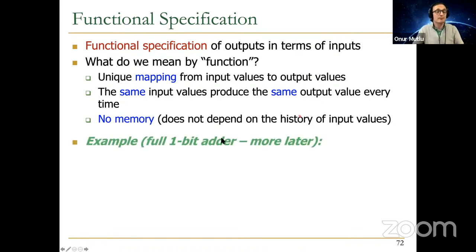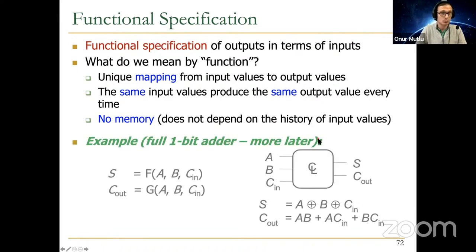So an example is the full one-bit adder. We're going to talk about this more later. But if you look at a one-bit adder, you have one input A, one input B, and one input carry in. And you have a sum function that sums all three, and you have a carry out function. The sum function is essentially XOR of A, B, C. You can convince yourself. And carry out is essentially a majority function of A, B, and C, meaning at least two of A, B, or C needs to be true so that you get a carry out.